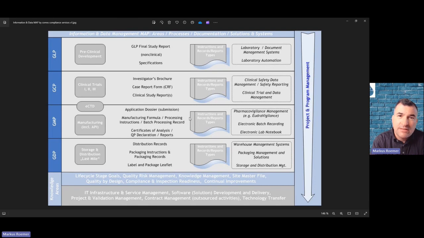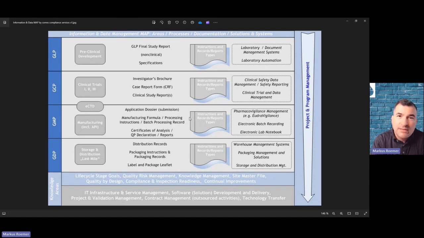The WHO is also sometimes using GSP for good storage practices. To my knowledge, in the US or in Europe, we don't use that. So these are the official Gs. Good distribution practices have a totally different focus, like good documentation practices. So the abbreviation for good documentation practices should not be GDP.